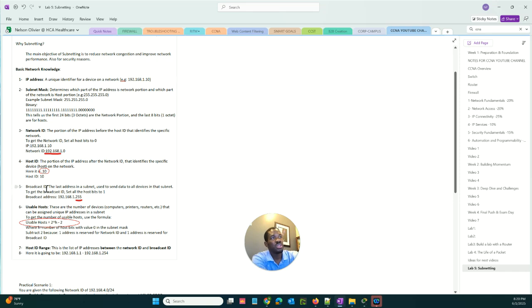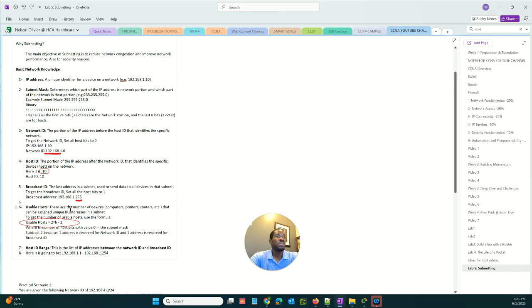Now, another terminology we need to understand is the broadcast ID. The last address in a subnet, used to send data to all devices in that subnet, is called the broadcast ID. To get the broadcast ID, we need to set all the host bits to 1. So with this example, we set all the host bits to 1. This gives us 255, which is the broadcast address, and that's the broadcast ID.